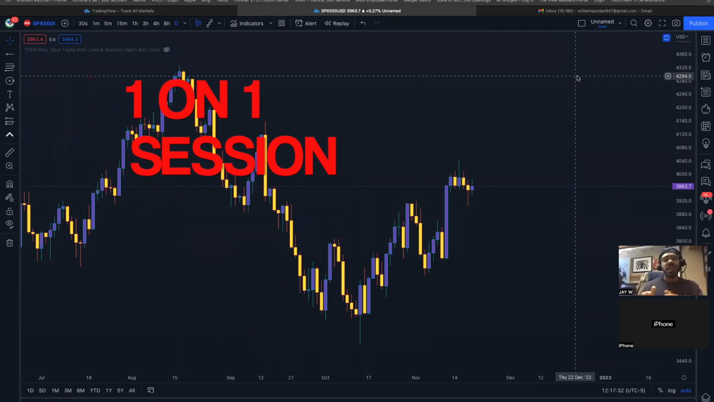So basically anything from the 1 hour and below, that's going to be our micro time frames. That's going to determine what price is doing on that day, how price is respecting these levels, and how we can get in for an entry.